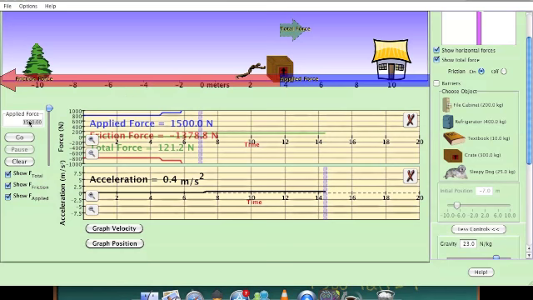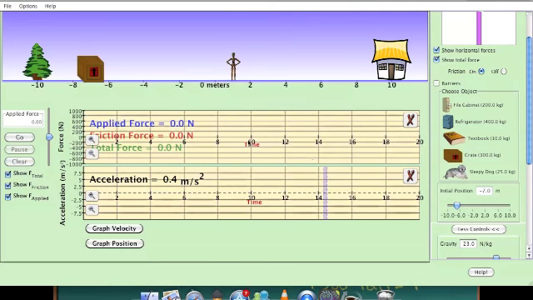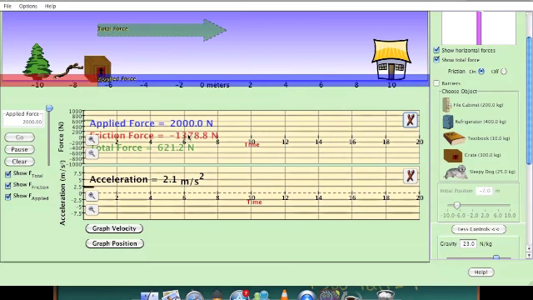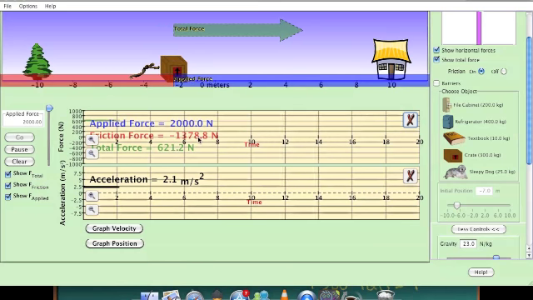Now let's see, if I take a force of 2000, let's see if the friction force stays the same. The friction force will be constant always. You can see from here, the friction force is still 1380.